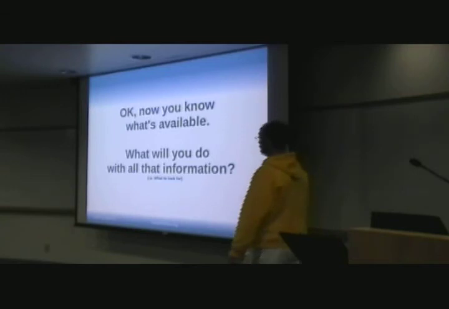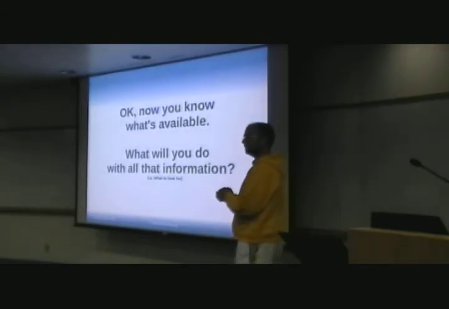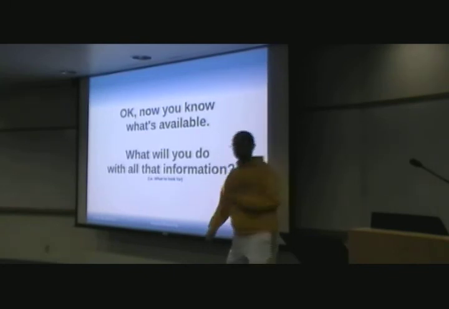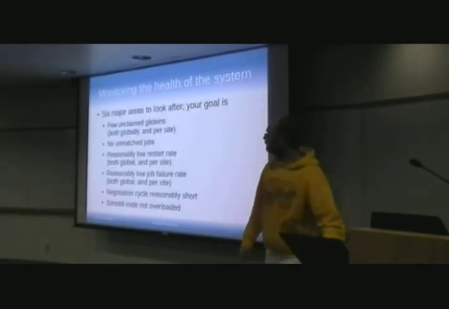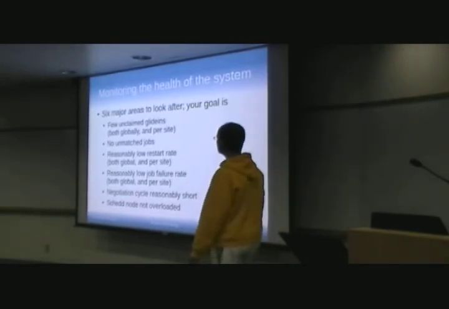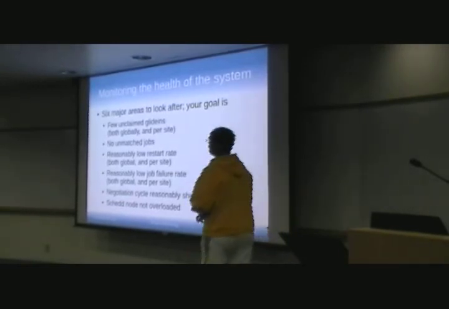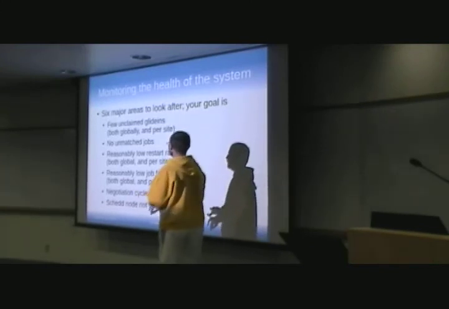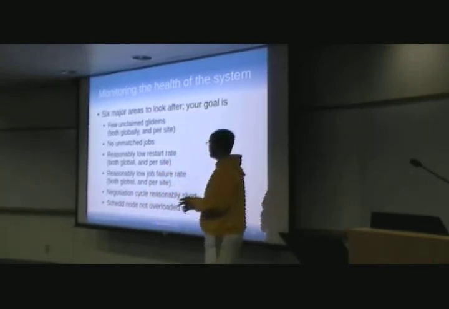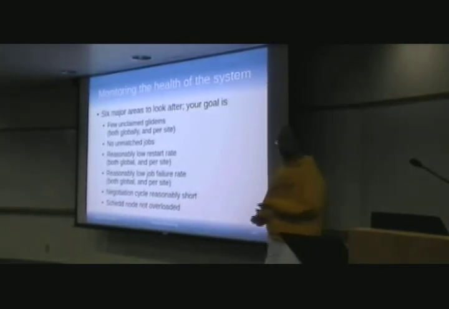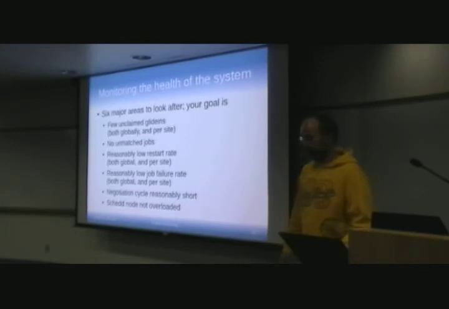Now, we know what's available. Now, what do we do with all this information? Or what to look for? There are six major areas to look after, and your goal is to have few unclaimed glideins, no unmatched jobs, reasonably low restart rates, reasonably low failure rates, a negotiation cycle which is reasonably short, and a schedd node that is not overloaded. And let me go over each of them.